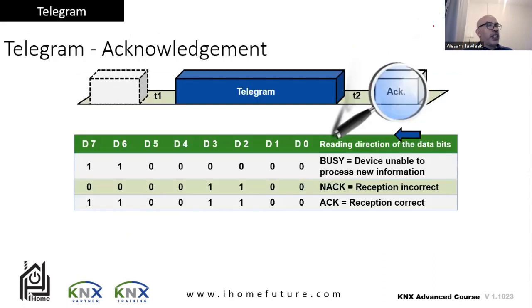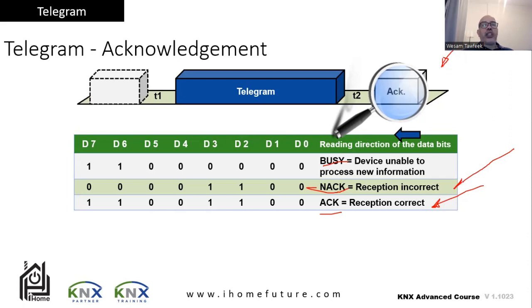What is the acknowledgement? Acknowledgement is 1 byte that will be sent after the telegram is completely sent, and it has three statuses. It's either busy, or a negative acknowledgement, which is NACK, or a positive acknowledgement. If positive acknowledgement, then everything is fine. So reception correct. If negative acknowledgement, it means that the data was not sent or it was sent in the wrong structure. So something is wrong with the data. So this is an incorrect reception.